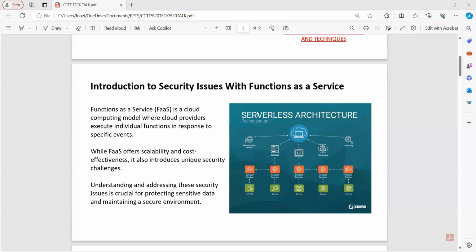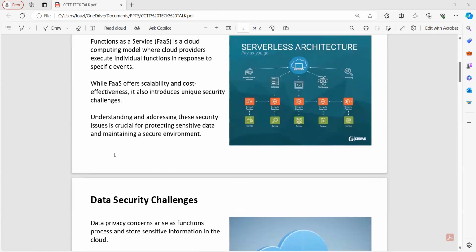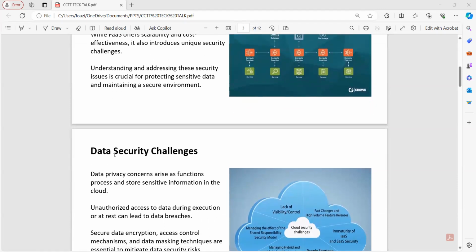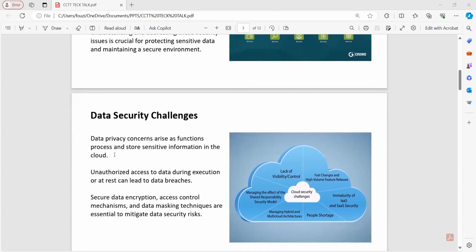Function as a service is a cloud computing model where cloud providers execute individual functions in response to specific events. Here we can see the picture and understand it very clearly. It is a serverless architecture. It does not have any server. While FaaS offers scalability and cost effectiveness, it also introduces unique security challenges. Understanding and addressing these security issues is crucial for protecting sensitive data and maintaining a secure environment.